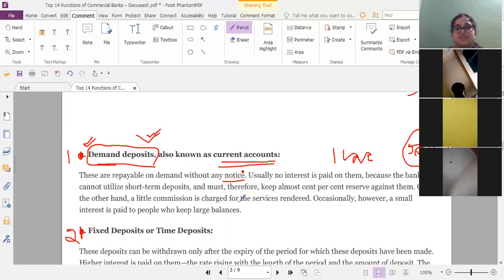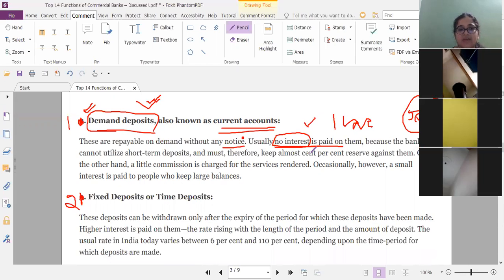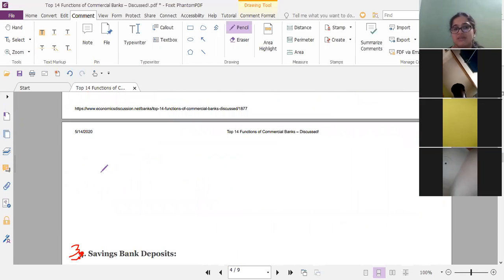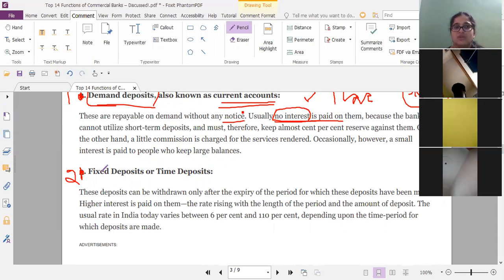Usually no interest is paid. One thing you should understand is that there is no interest on this. You don't get paid any interest on these demand deposits because they have to keep the money ready, so that you can ask for it anytime. The interest is high on fixed deposits. You must remember this: banks pay a higher interest on fixed deposits, a lesser interest on savings bank deposits, but no interest on demand deposits.